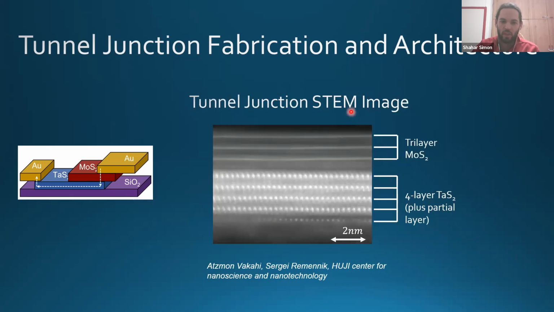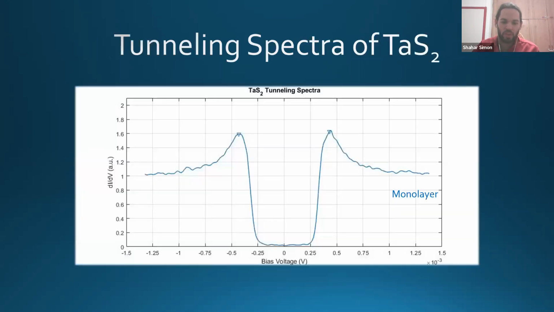This is an STEM image of such a device, and you can really see that you can get very high quality devices. You can see 4 layers of TaS₂, 3 layers of MoS₂. You can see that there's very good atomic contact. These are very well behaved. So now that we have our junctions, what does the data look like? So this is dI/dV as a function of bias voltage, and you can see here a very nice superconducting density of states. You can see a hard gap here where the conductivity is as 0 as we can get.